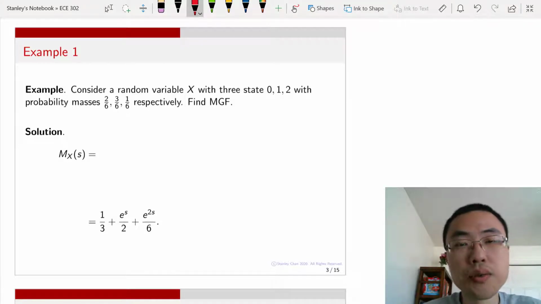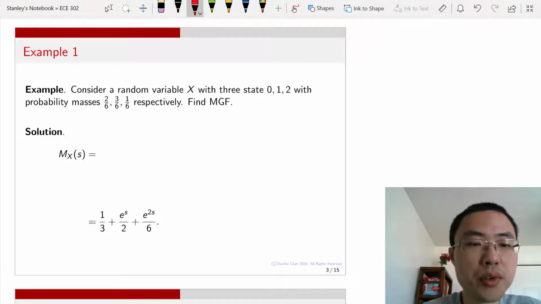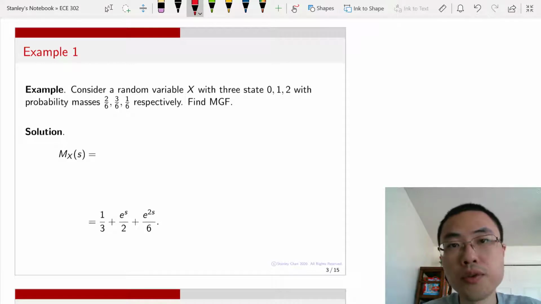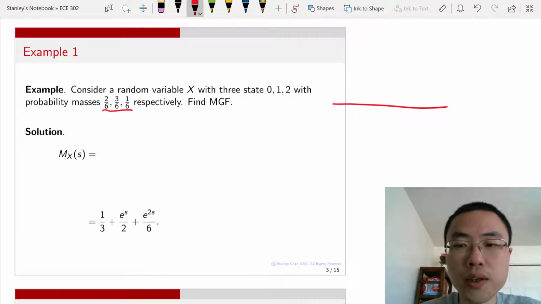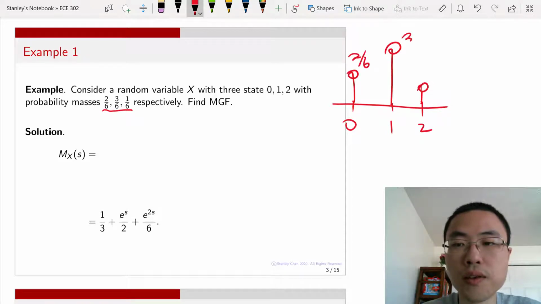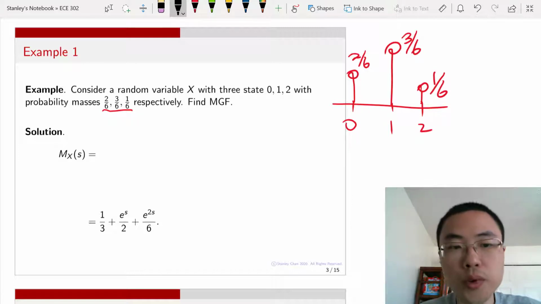Here I consider a discrete random variable x with 3 states, 0, 1, and 2, and their probability masses are 2 over 6, 3 over 6, and 1 over 6 respectively. So I can draw the diagram with 3 states, 0, 1, and 2, and their values are 2, 3, and 1. Okay, so 2 over 6, 3 over 6, and then 1 over 6. These are the probability values. I ask, what is the moment generating function of this random variable x?